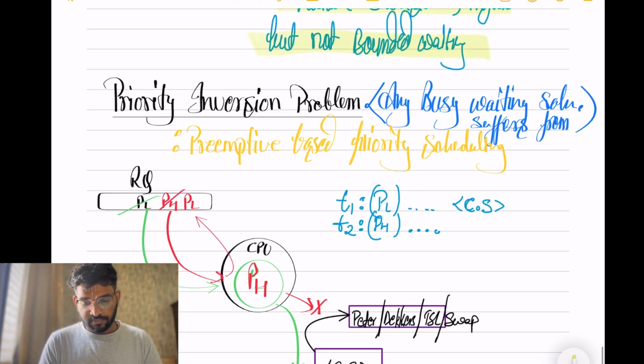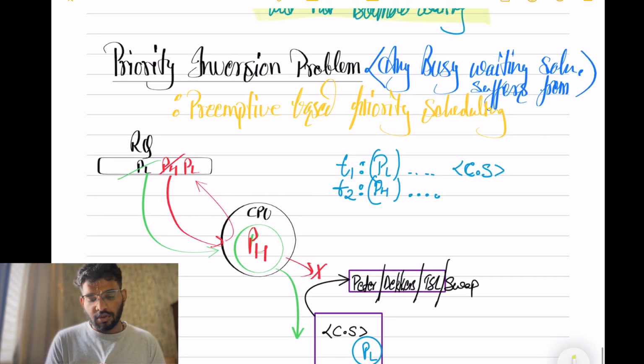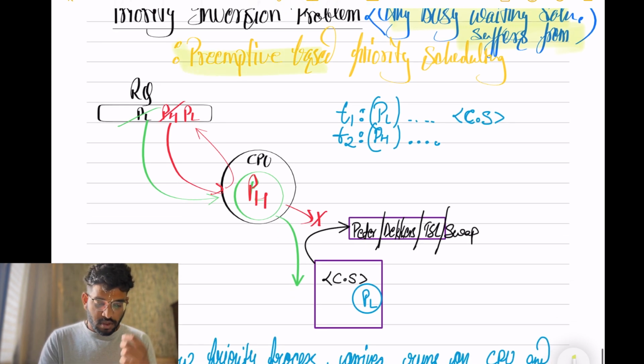Priority inversion. Any busy waiting solution suffers from priority inversion. It is based on preemptive priority scheduling. A low priority process is currently executing in the CPU, and it is executing the critical section. When a high priority process PH comes and wants to execute the same critical section, in the critical section only one process can be present.